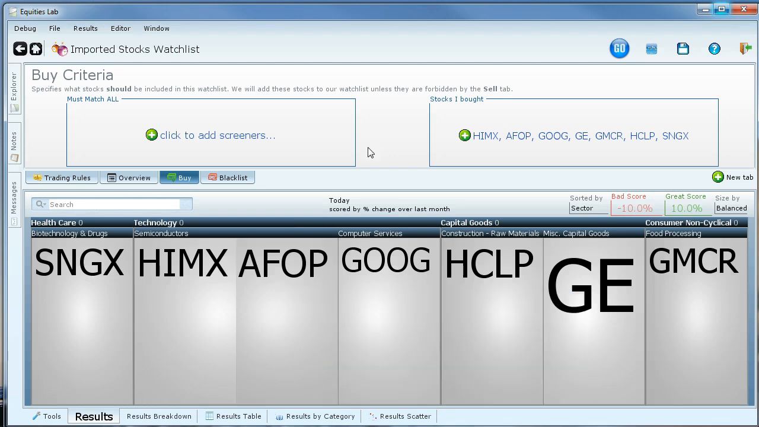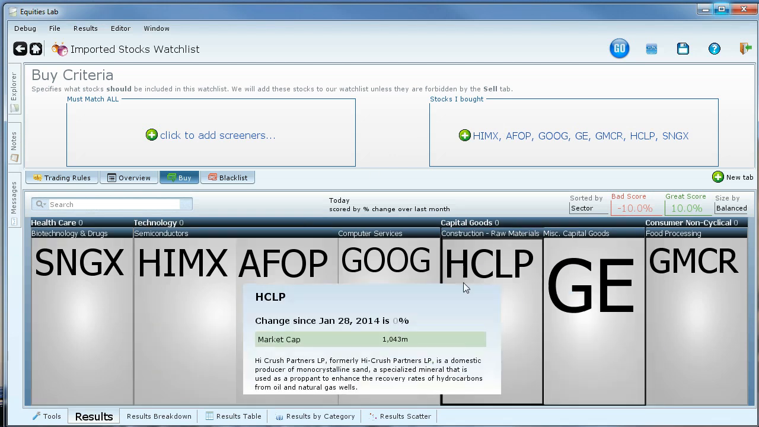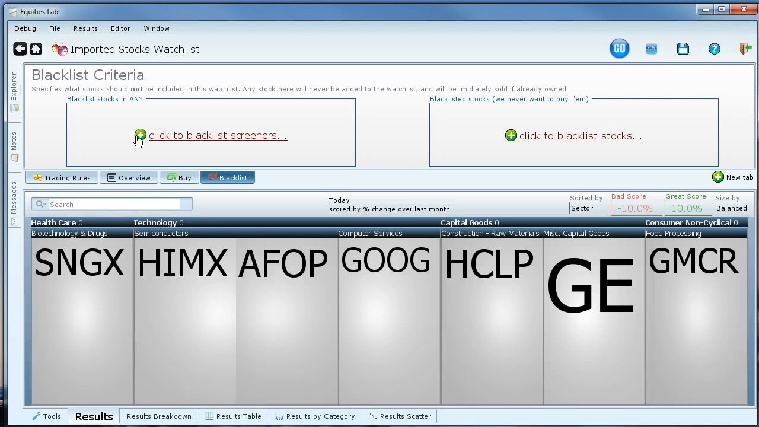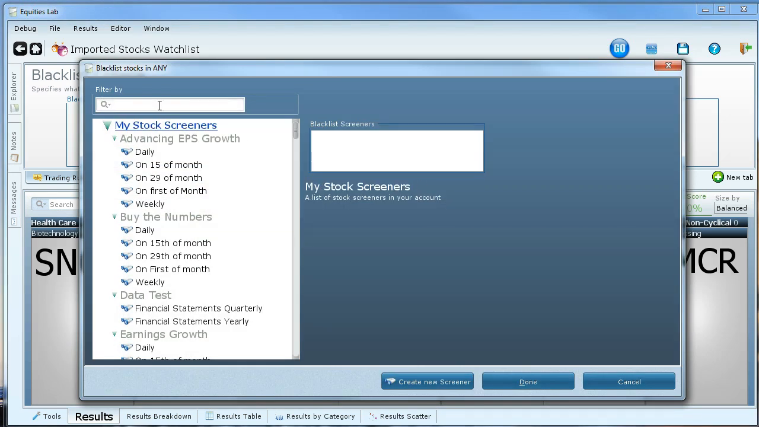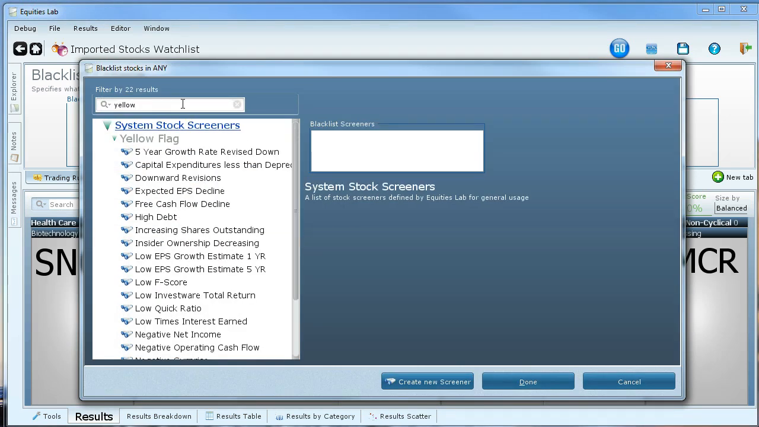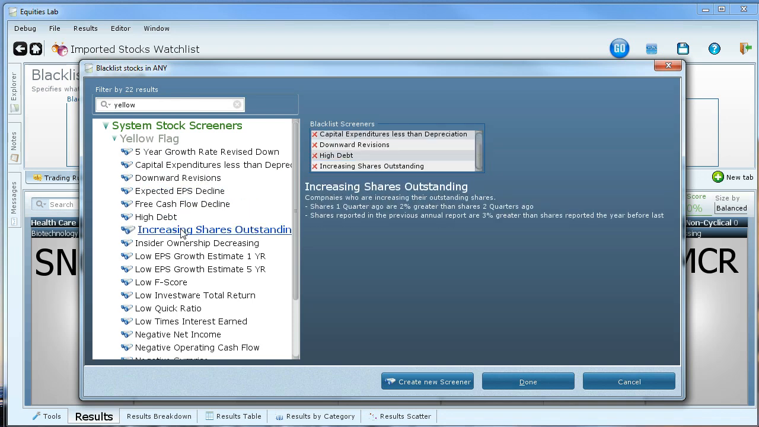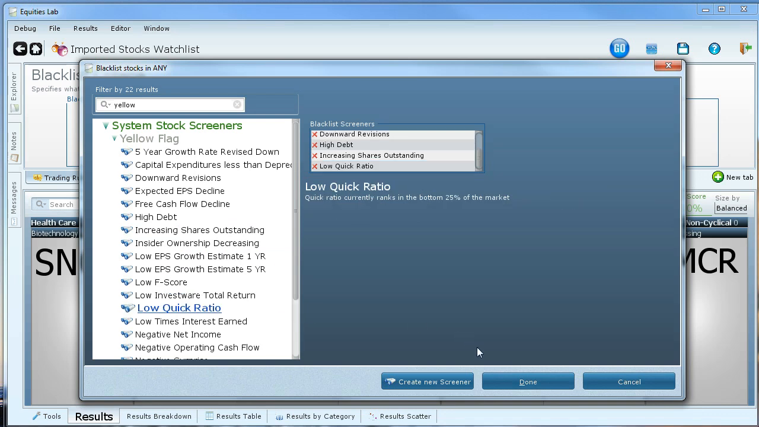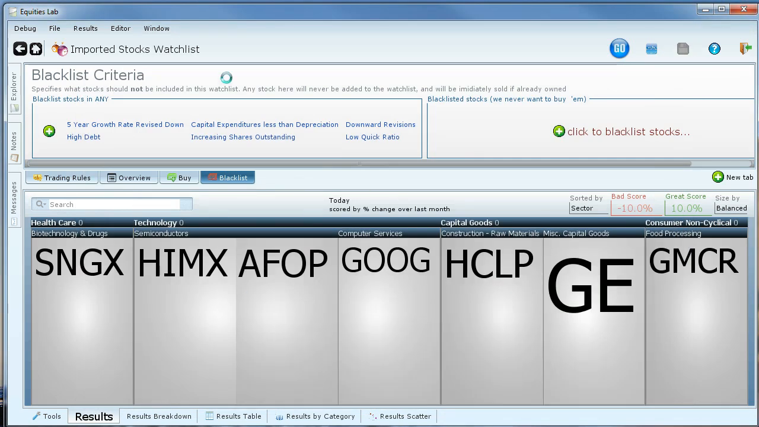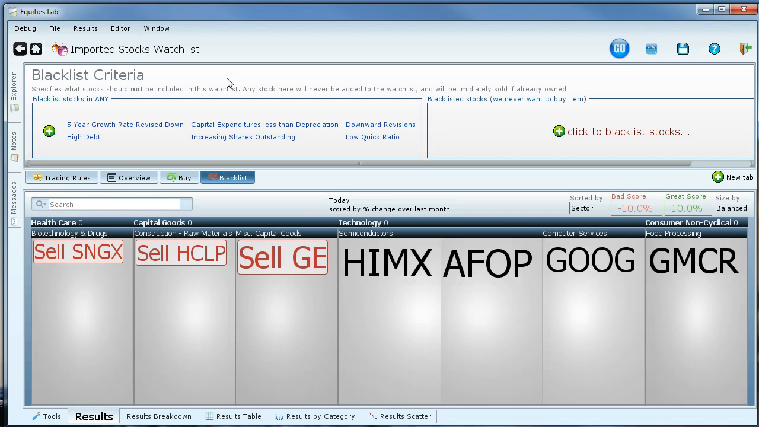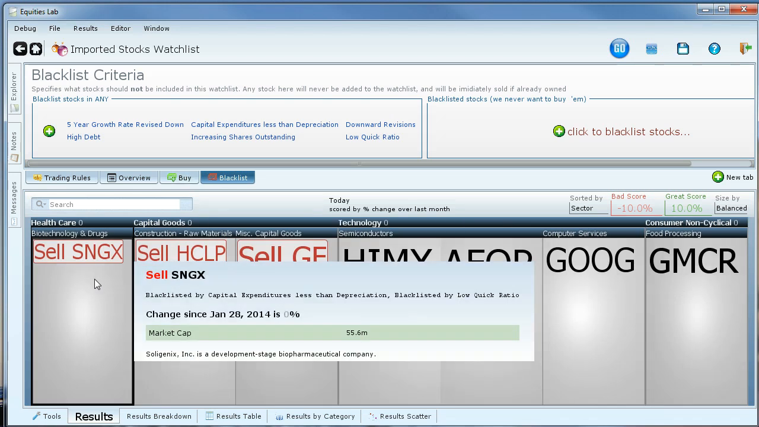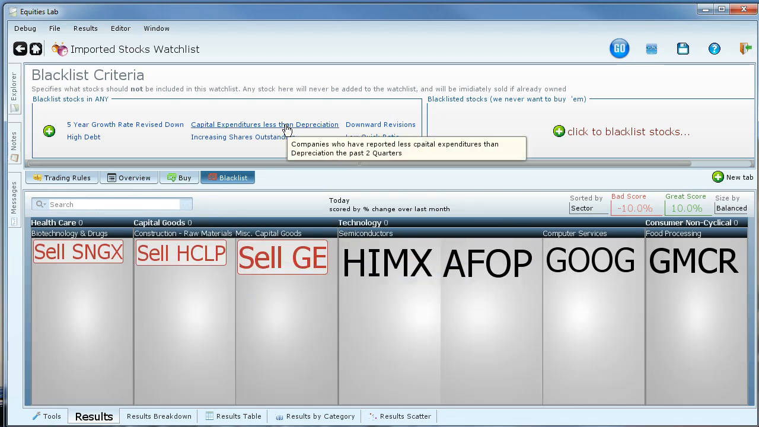So as an example, let's pretend like I own all of these stocks. Now I'm going to go to the blacklist tab and add screeners in which I don't want any of these stocks to pass, such as downward revisions, high debt, increasing shares outstanding, or low quick ratio. Notice how we now have 3 stocks that have sell suggestions.